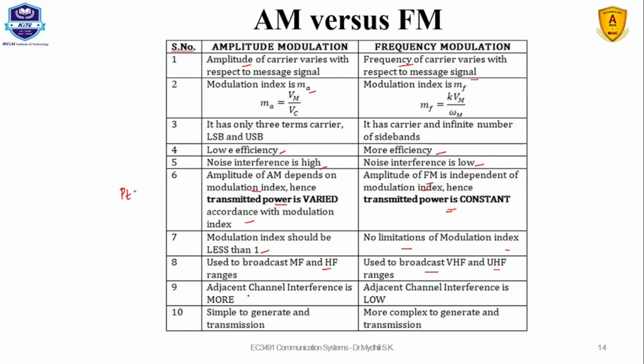And adjacent channel interference is more in AM, so that's why the noise is more there, whereas here adjacent channel interference is very low, so the noise interference is low. AM is very simple to generate and transmit, whereas FM has more complexity in generation and transmission because of the larger number of sidebands present.